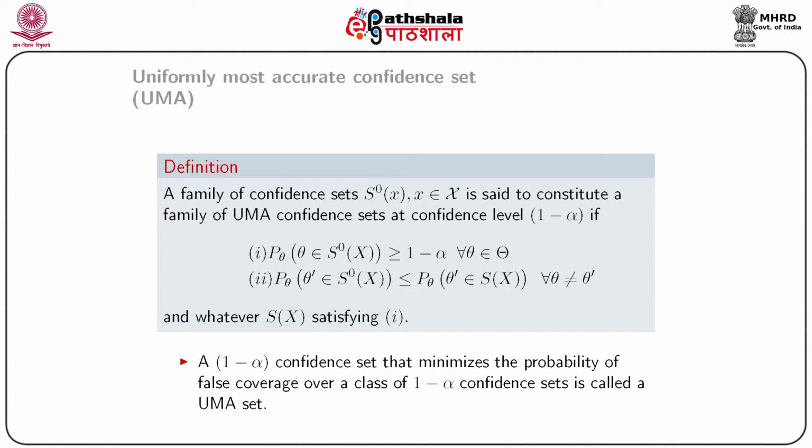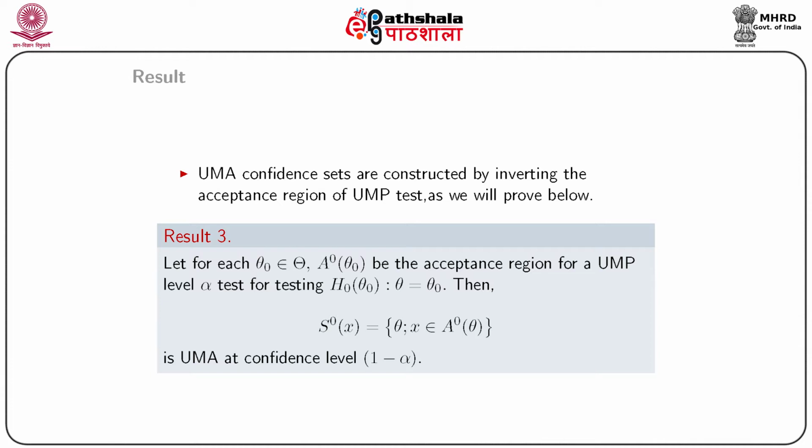We now define a uniformly most accurate confidence set, UMA. A family of confidence sets S0(X) is said to constitute a family of UMA confidence sets at confidence level 1 minus α if P under θ of θ belongs to S0 is greater than or equal to 1 minus α for all θ, and P under θ of θ' belongs to S0 is less than or equal to P under θ of θ' belongs to S for all θ' not equal to θ, whenever S(X) satisfies 1. A 1 minus α confidence set that minimizes the probability of false coverage over a class of 1 minus α confidence sets is called a UMA set. UMA confidence sets are constructed by inverting the acceptance region of a UMP test, as we will prove below.